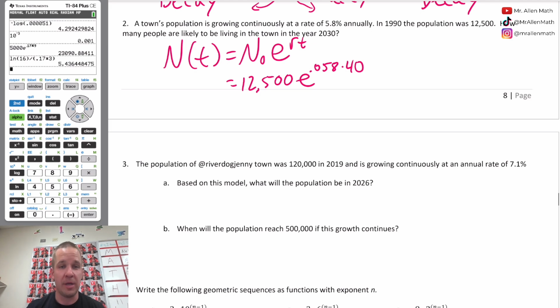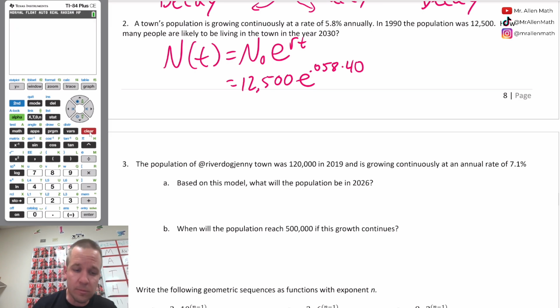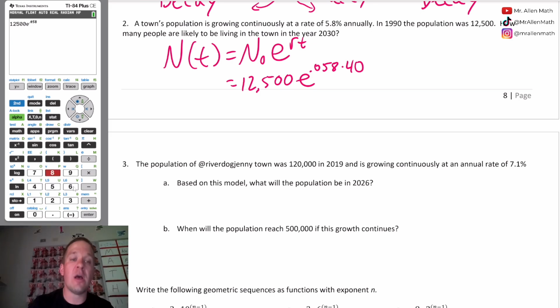All right, let's make sure my calculator's up. It looks like it's good. Okay, cool. Just always do a little software check here. I'm going to clear this out. I've clearly been mathing, right? So we had 12,500. Then we have e, which is second natural log. Then we have 0.058, the lights went off, times 40. So times 40. Let's see what we get here.